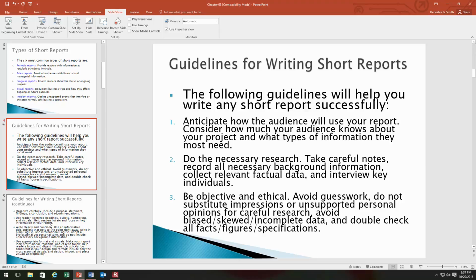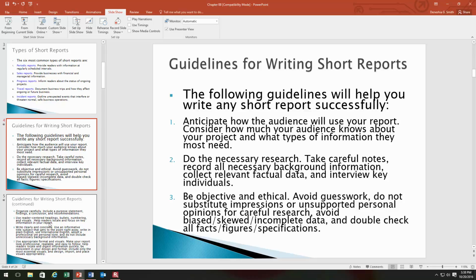Do the necessary research. Remember our technical writing triangle. In that triangle, you, the communicator, you're the informed writer, right, or the informed communicator. And so you have a practical purpose for communicating to a specific audience that may have diverse needs. And so you want to make sure that you set yourself up to be informed, right? You want to make sure that you do the research that you need to do. Take careful notes, record all necessary background information, collect data, interview key people if that's what's required, so that you are making sure that you're informed.